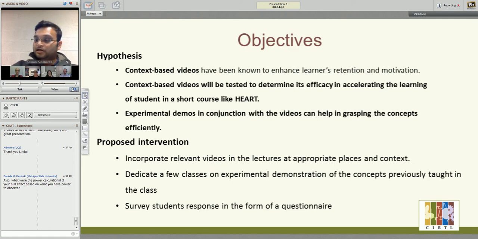Another hypothesis was that context-based videos will also accelerate the learning of the student in a short course like HEART. Also, experimental demonstrations in conjunction with the videos can help in grasping the concept efficiently. The proposed intervention was to incorporate relevant videos in the lectures, dedicate a few classes to experimental demonstrations, and survey the student response in the form of questionnaires. Next slide, please.